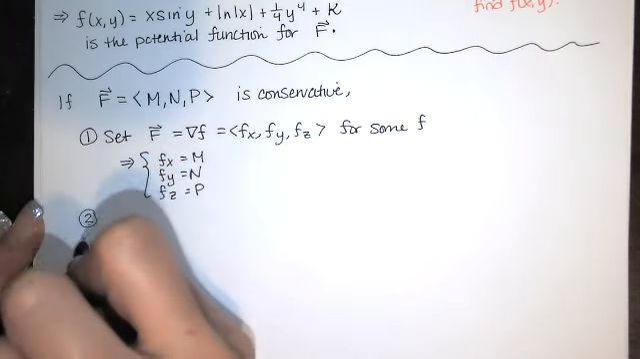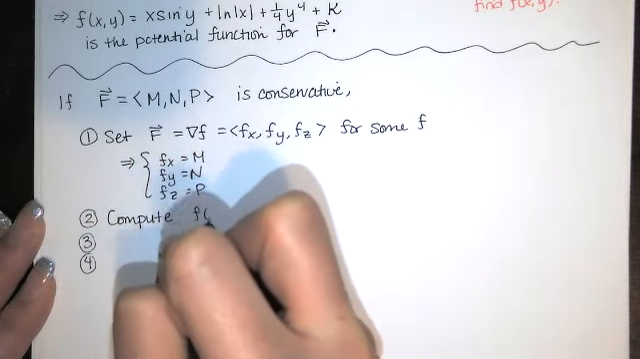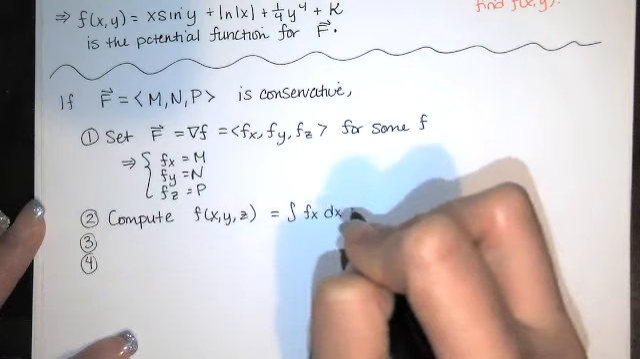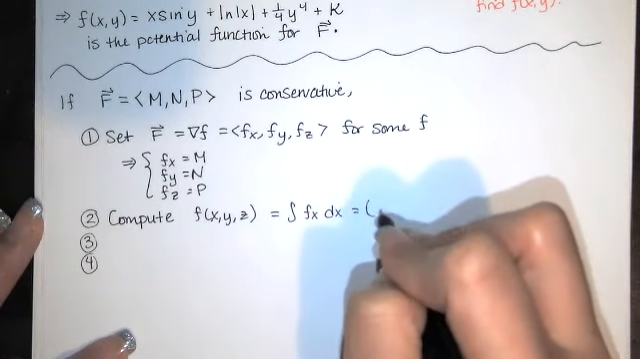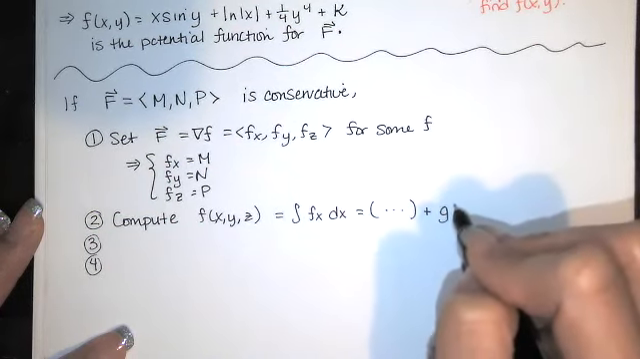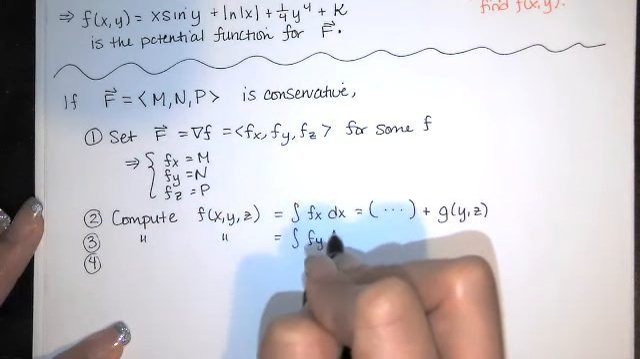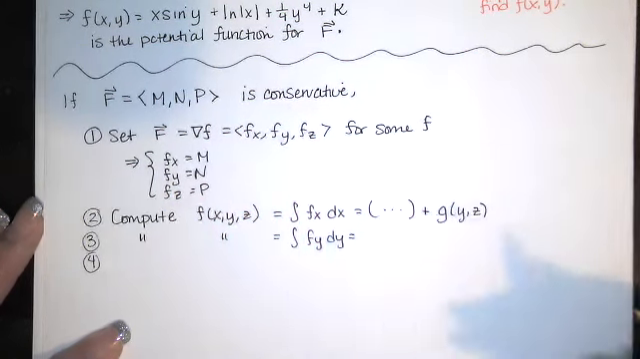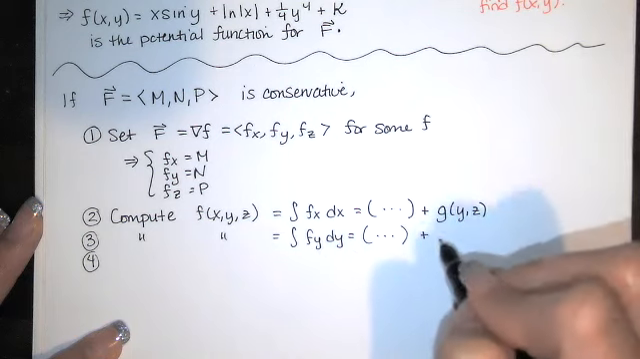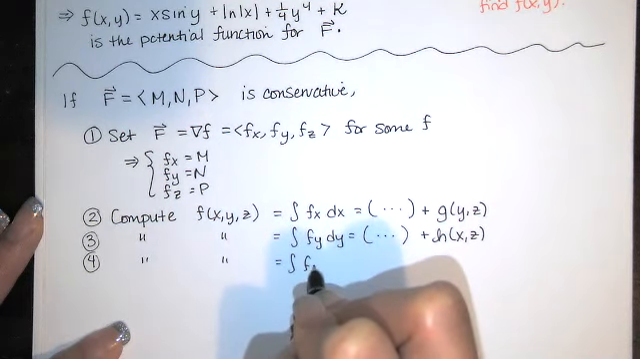So then you're going to compute three antiderivatives. So you'll compute f of x, y, z equals the antiderivative of the partial of f with respect to x, with respect to x. And that's going to be some function of x, y, and z plus something that's constant with respect to x, but not necessarily with respect to y or z. So I'll have g of y, z here. And then you'll do the same thing with the partial of f with respect to y. You antidifferentiate with respect to y to recover f partially. And now your constant of integration can't depend on y, but it might depend on x or z, so you'll have that. And then lastly, you'll compute this one.